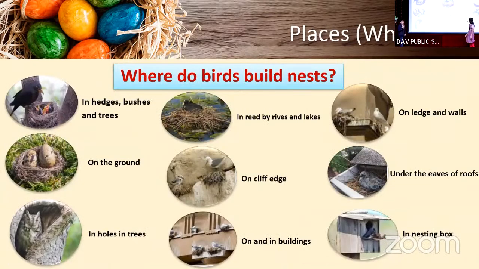Now, where do birds build nests? Birds usually build nests in hedges, bushes and trees, on the ground, in holes or in trees, in reeds by rivers and lakes, on cliff edges, on and in buildings, on ledges and walls, under the eaves of roofs, and in nesting boxes.